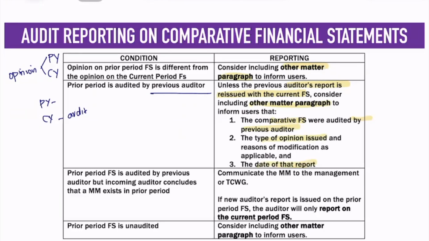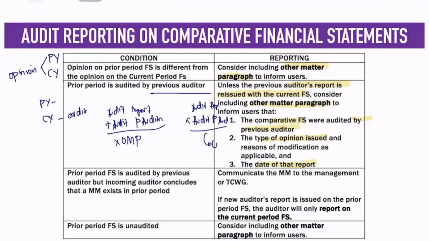So what does this mean? If your audit report now contains together the audit report of the previous auditor, then there is no other matter paragraph. But if the audit report does not contain the audit report of the previous auditor, then you need an other matter paragraph. And what will you place in that other matter paragraph? That the previous year was audited by the previous auditor, and this is the type of opinion issued on that previous audit report, and the date of that report.